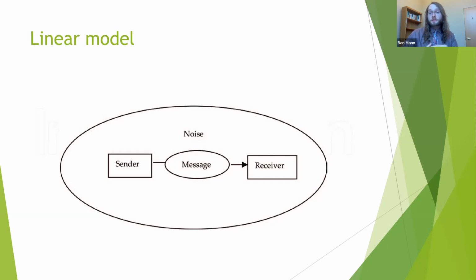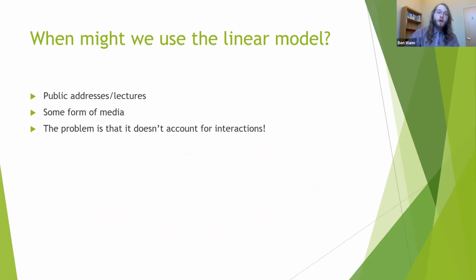For example, we could use the linear model to describe this video. I'm sending you a message, a video discussing content in the course. You as a student are receiving and taking in that video. And there's also noise. For instance, we've had some thunder and rain just a minute ago that's interfered with and impacted the video. So that linear model suggests this very straightforward way of communicating. We might use the linear model in like a public address or lecture of media or video.